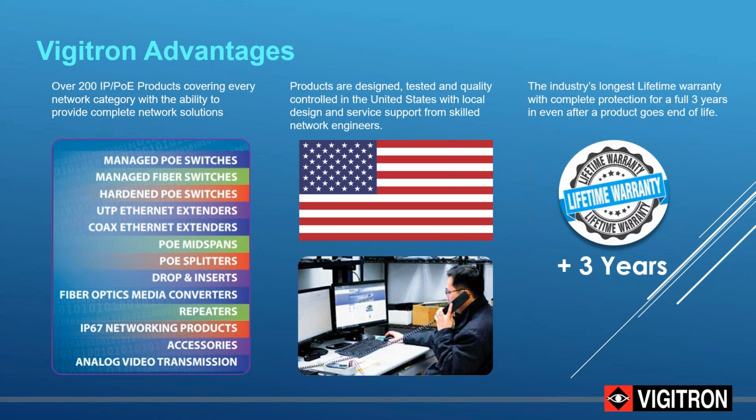So again, what are the advantages of dealing with Vigitron? Well, you can't really offer a total network design unless you have all the network products. And Vigitron has over 250 products in the IP PoE category, covering every single category of networking products. So we can give you a complete design. This also avoids finger pointing because you're getting one design from one source. Our products are designed, tested, and quality controlled in the United States, with service support again from skilled engineers.